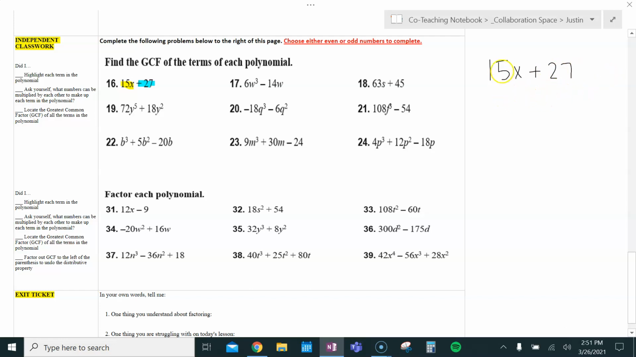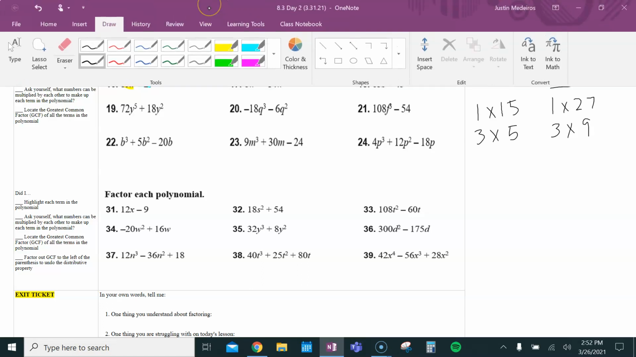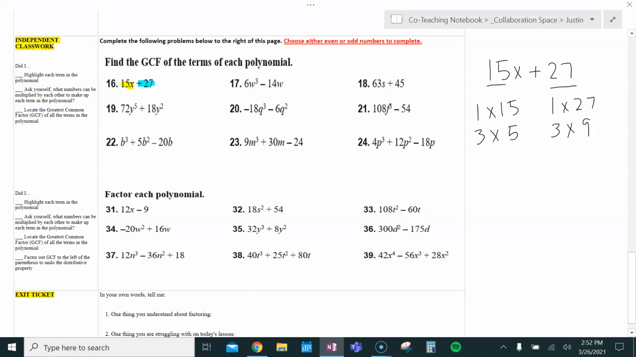Now we're going to find factors of both numbers 15 and 27. Factors of 15 would be 1 times 15 and 3 times 5. Whereas factors of 27 would be 1 times 27 and also 3 times 9. Okay, there are no other things you can multiply to get to 27, and no other things you can multiply to get to 15. That's all listed there.